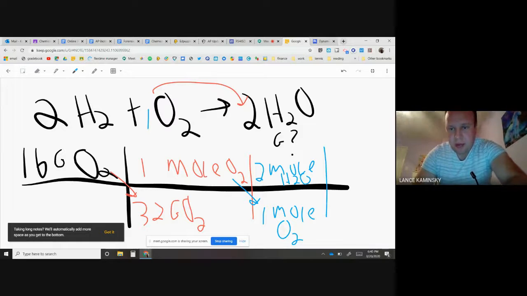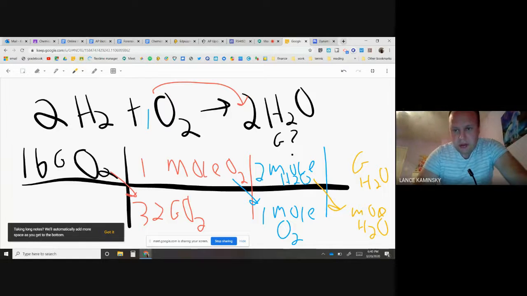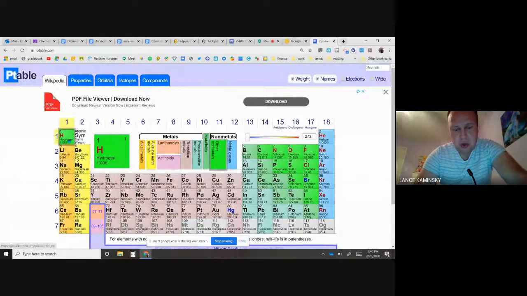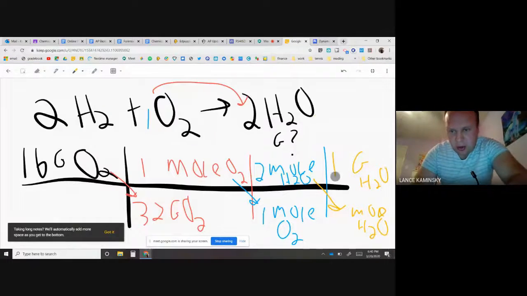Finally, I'm looking for grams, so I got to do one more step. We're going from moles of water, so I'll go down here. And we're going to grams, so grams will go on top. Here we got to figure out how much 2 H's and 1 O weigh. Again, periodic table. H weighs 1, but if I have 2, it weighs 2. Plus the O is 16. 2 plus 16 is 18. That'll go on top. So that's how you set up your equation.